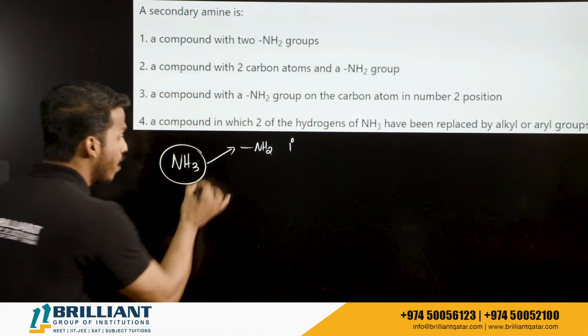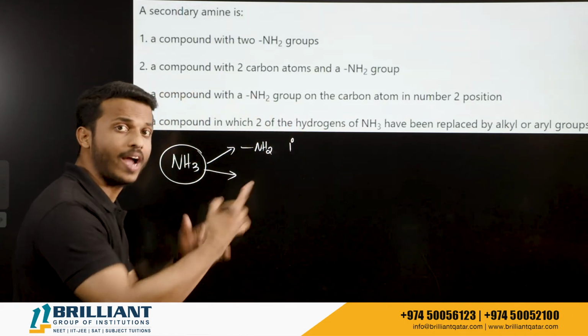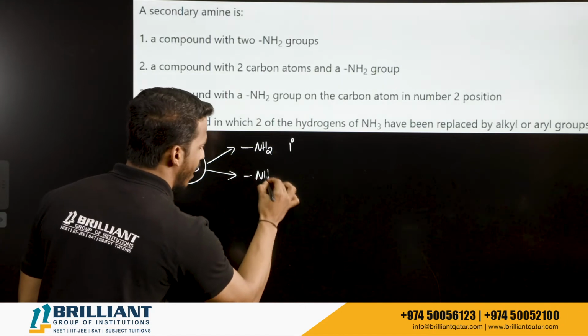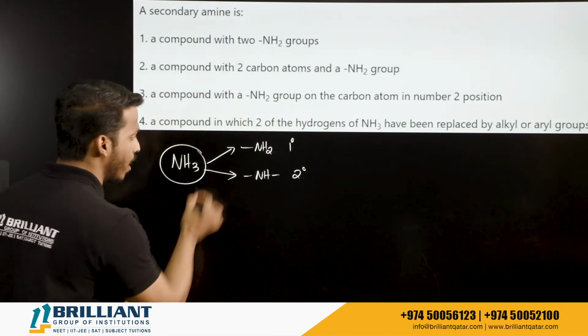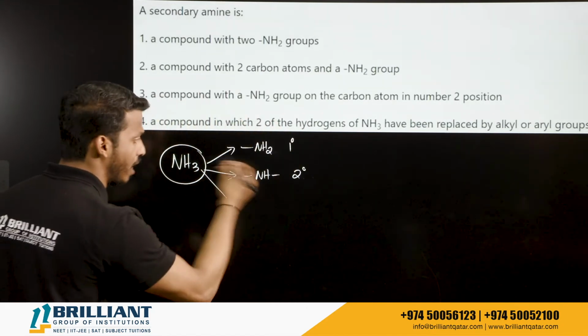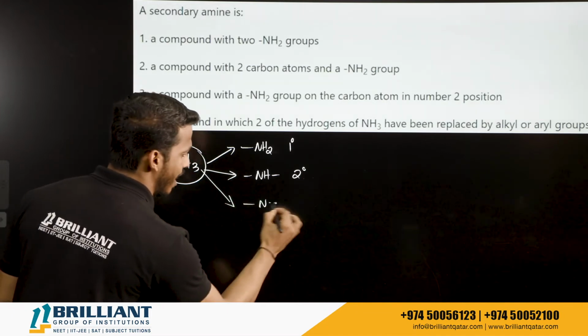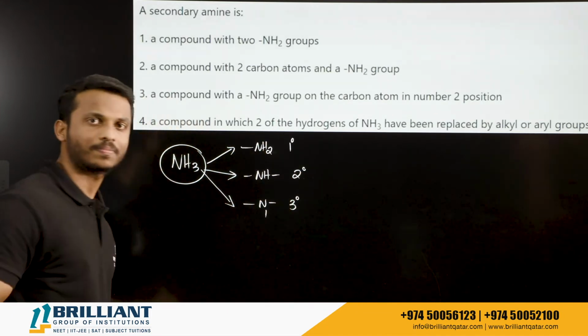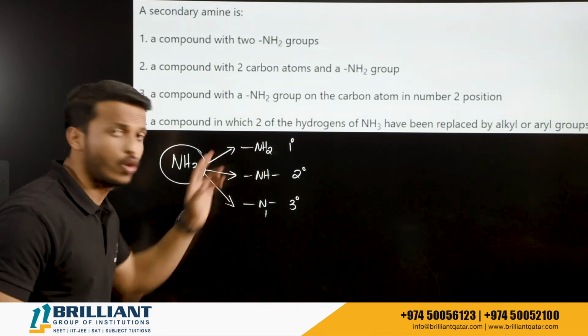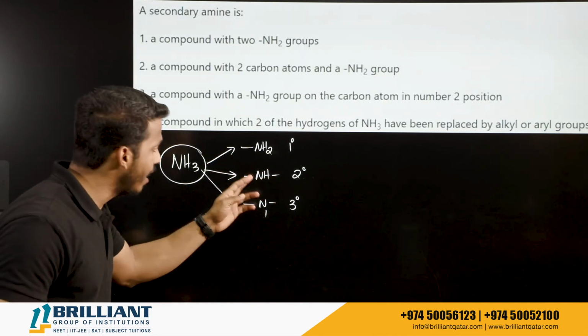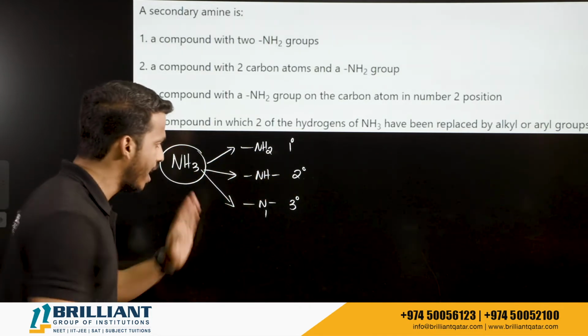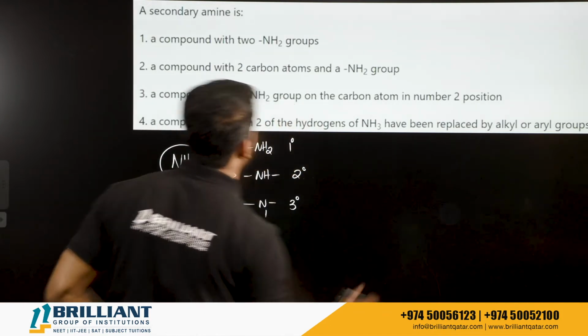NH2 group is called what? Primary amine. From NH3, if you lose two hydrogens, what happens? It becomes NH. It's called secondary amine. From NH3, if you remove 3 hydrogens, then it's just nitrogen. That's called what? Tertiary amine. Alright. So NH2 group, if it is there, it's primary. NH, if it is there, secondary. Just N, it's called tertiary. Let's go for the answer.